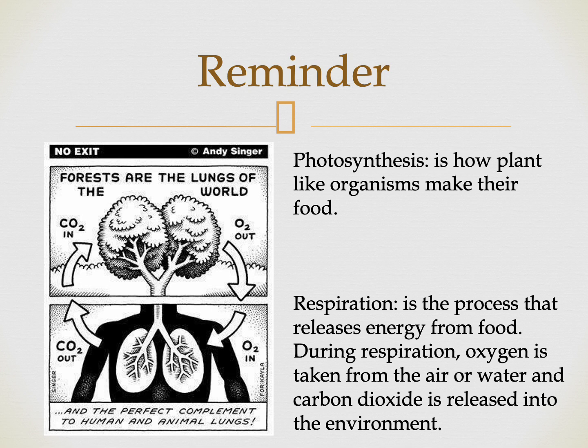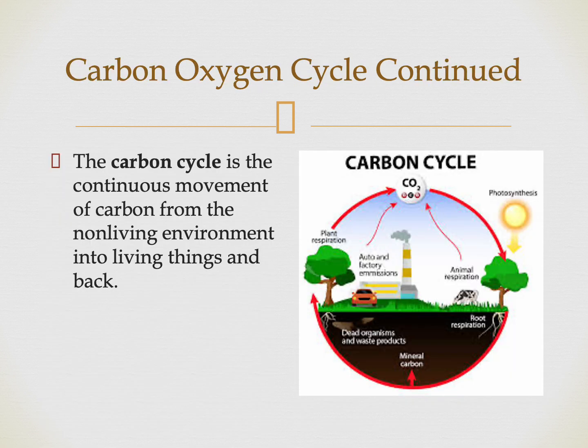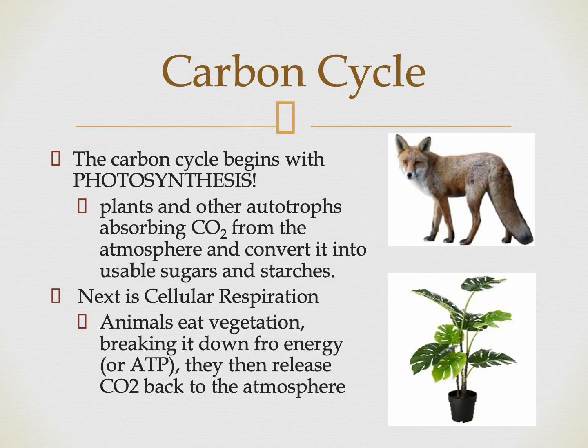Now, in that process, plants take in carbon dioxide and release oxygen, whereas humans take in oxygen and release carbon dioxide. Now, the carbon cycle is that continuous movement of the carbon from the non-living environment into the living environment and back. The carbon cycle begins with photosynthesis. During photosynthesis, plants and other autotrophs absorb that carbon dioxide from the atmosphere and convert it into sugar or glucose. Next, animals take in that vegetation, aka eat it, and they break down that energy to form ATP. They then release carbon dioxide back into the atmosphere.